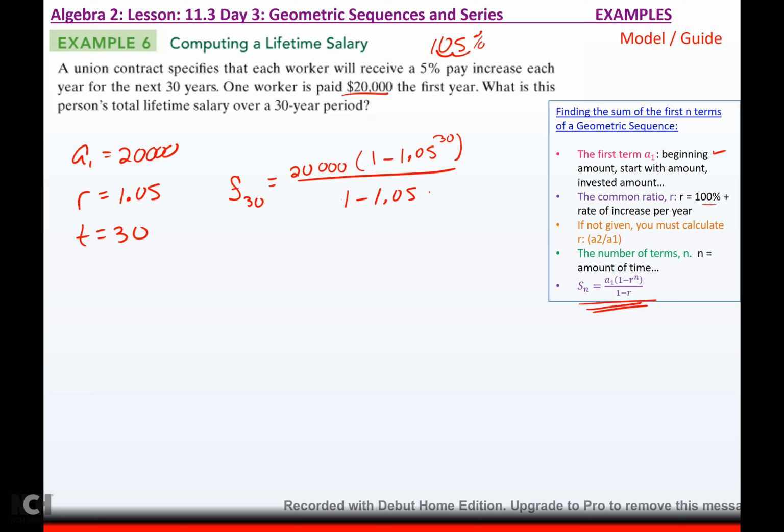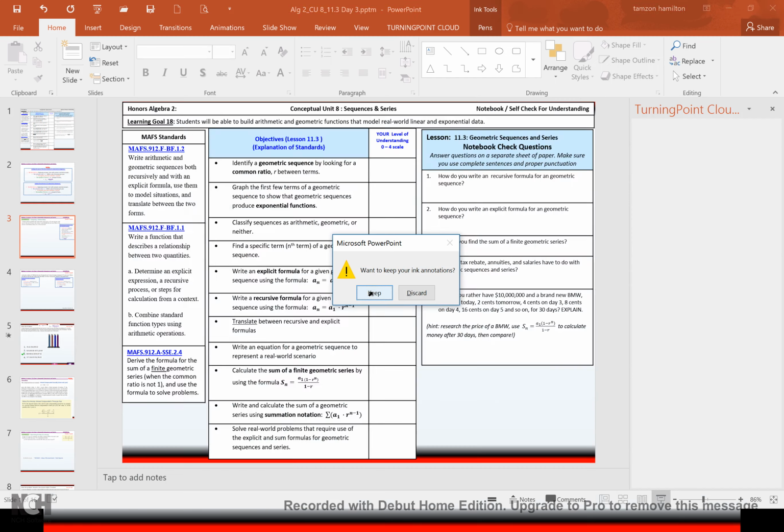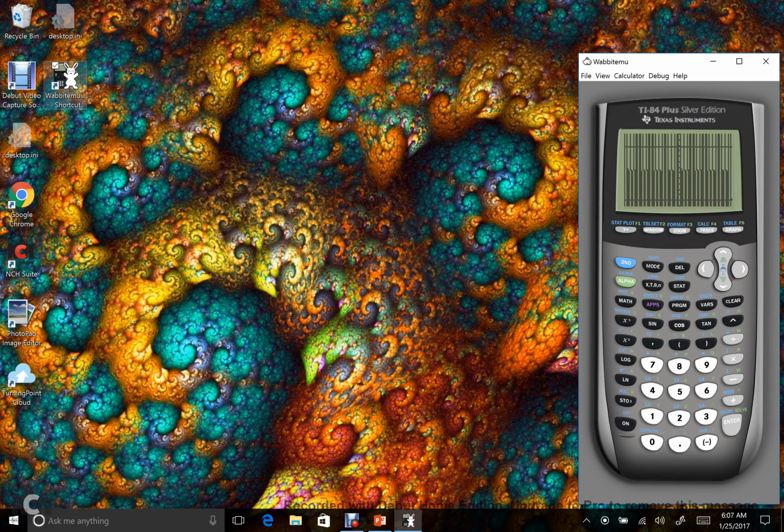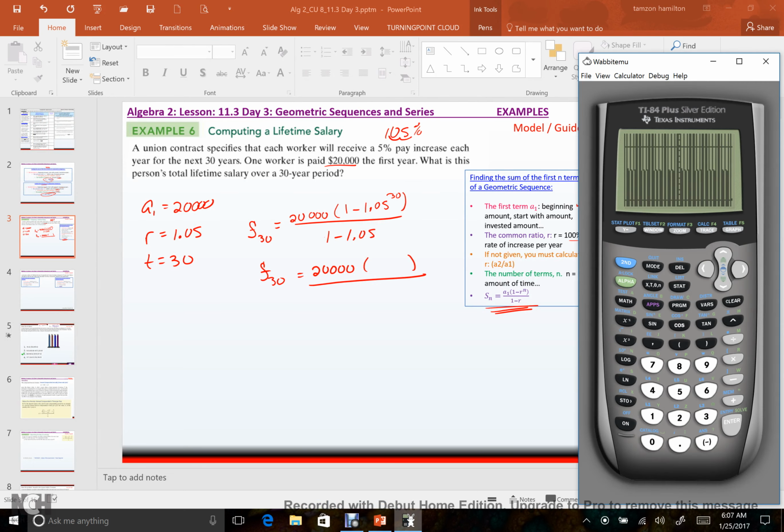Alright, so when you type this in now, be careful. I like to do this a little bit at a time. I don't trust the calculators. So I'm going to do inside parentheses first and what's on the bottom. The first thing we have to do is calculate 1.05 caret 30, and then I'm going to do 1 minus that. Let me show you how to do this on the calculator without rounding.